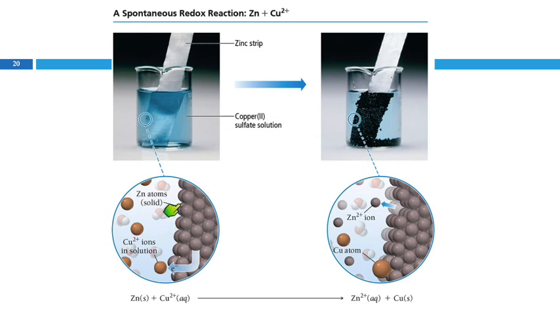So the zinc atoms here are giving electrons to the copper ions in solution. They have to get over here to get the electrons. And then the zinc becomes an ion and floats away, and the copper is not soluble, so it sticks to the electrode. Any questions?